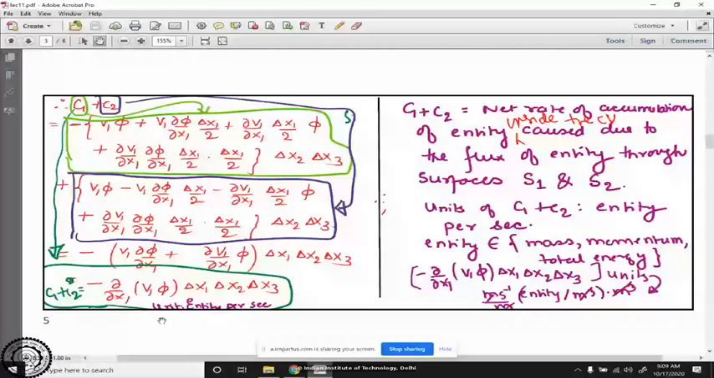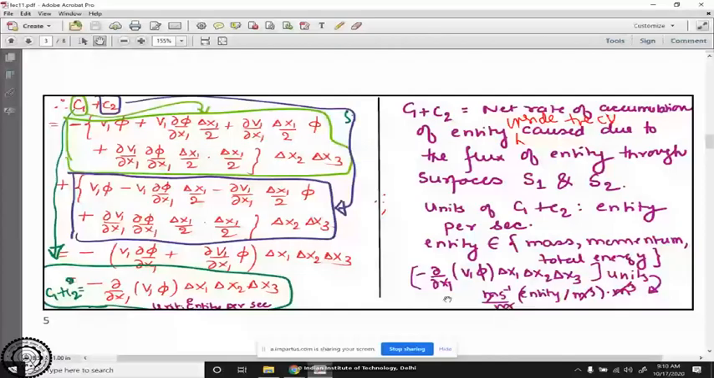Just to remind you, C1 and C2 will have unit as entity per second, right? Because that's what we are seeking, the amount of entity that is coming into the control volume through surfaces 1 and 2 per second. So it should be entity per second. You can check the units. Actually, I checked it here. So I'll come to that later in a little while. Just to remind you again, C1 plus C2 is what I just said, and I have written it here also. The unit of C1 plus C2 should be entity per second.